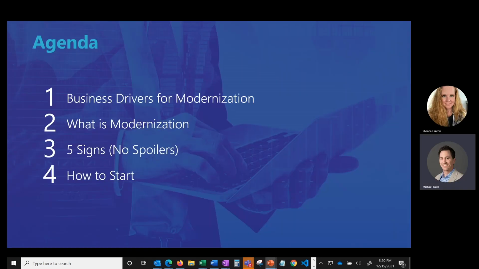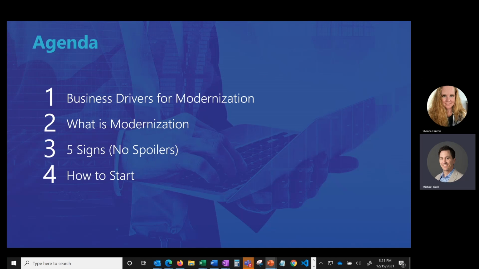From an agenda perspective, we're going to talk a bit about some of the business drivers for modernization. We'll talk through what it really means to modernize, right? It's a word or an expression thrown around quite frequently. And so we'll talk about what it is and the types. And then, of course, we want to talk about those 5 key signs that it's time to modernize. Didn't want to give away any spoilers here, so you've got to stay on and listen to each of those 5.